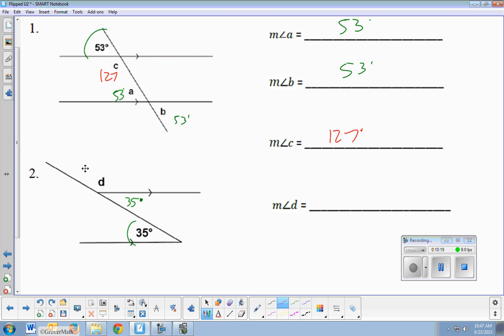And then D and this 35 form a linear supplementary pair. So that would make angle D 120, not 120, 145. That would add to 180. And of course, you could use your calculator for assistance on the algebra if you need. All right, we'll practice more with parallel lines and transversals and these angle relationships in class.